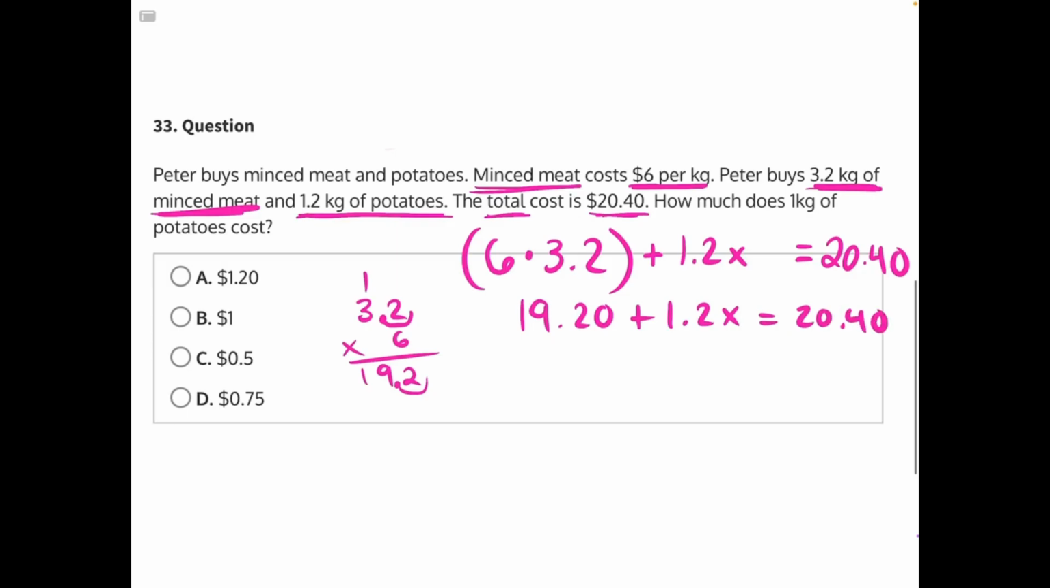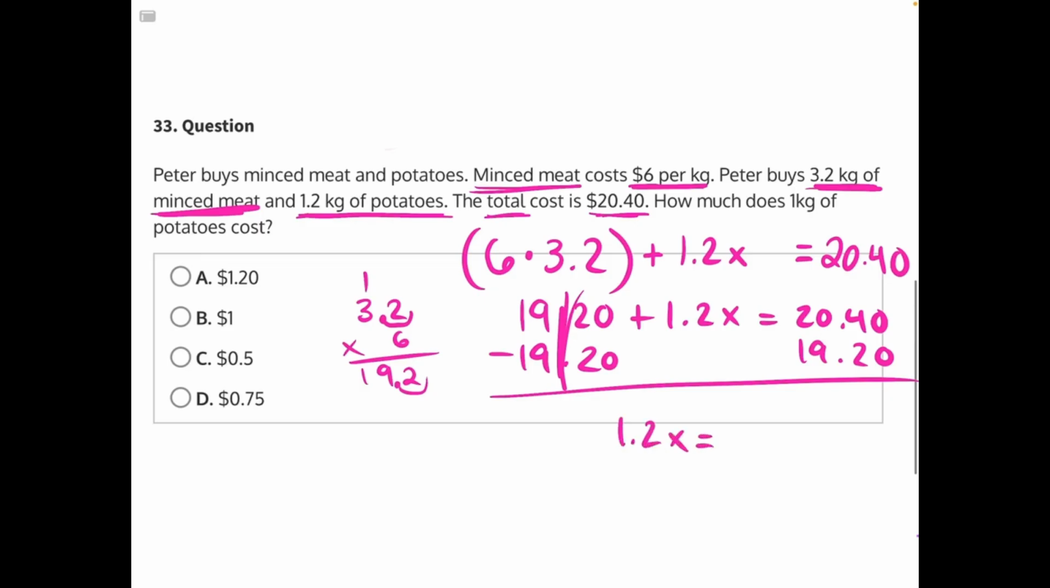So now we can do opposite operations. We can subtract $19.20 from both sides, leaving us with 1.2x equals 0.4 minus 2 is 2. We'll need to borrow. 10 minus 9 is 1, leaving us with $1.20.